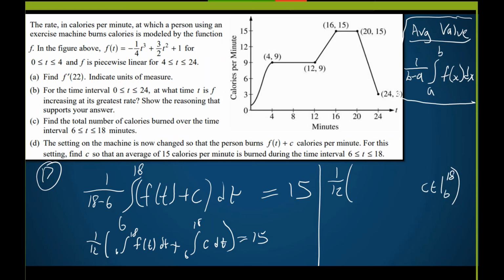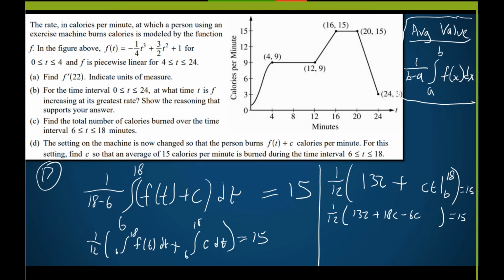And then we've already said the integral from 6 to 18 of f(t) dt is 132 from the last problem, when we got all the areas. So I'm just going to sub that in. All of that should be equal to 15. Okay, so I'm going to plug in my upper bound and subtract my lower bound. This is 1 over 12 times 132 plus 18c minus 6c should equal 15. And we'll solve for c.